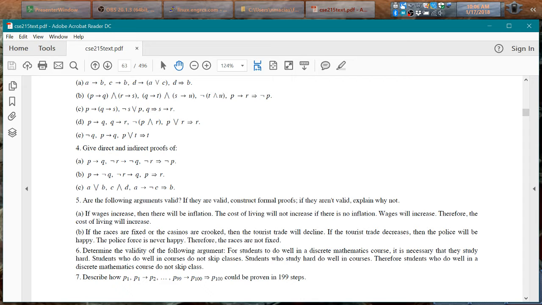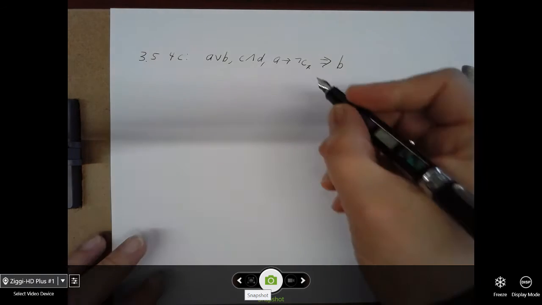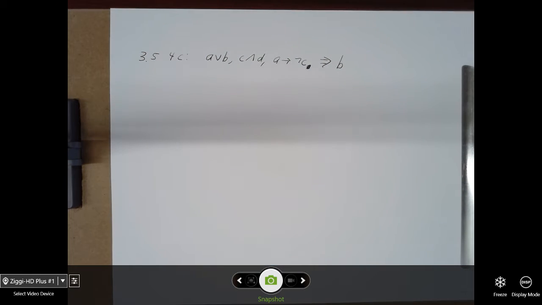So let's see, what is this asking? So we're told A or B, and we're told C and D, and we're told if A, then not C, and we're supposed to conclude B. So do we want to do a direct or an indirect proof? I was doing the direct one. Okay. Let's try a direct proof. So how far did you get? I thought I had it at one point, but it wasn't. I did a truth table for it and it didn't turn out anywhere near correct.